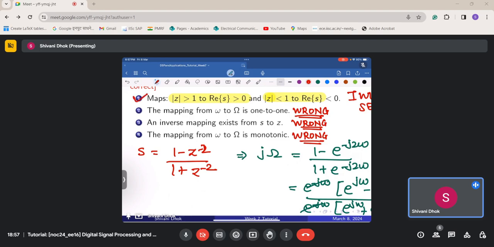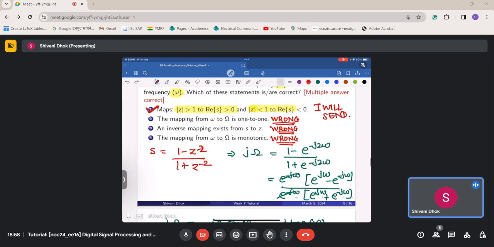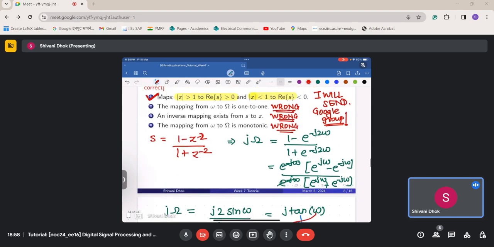This should be correct, but I will send the solution maybe today night or tomorrow morning. I'll upload this on the Google group, and I'll also add a link for this on probably YouTube also. But yeah, it will be there in the Google group. Any questions in these three parts?